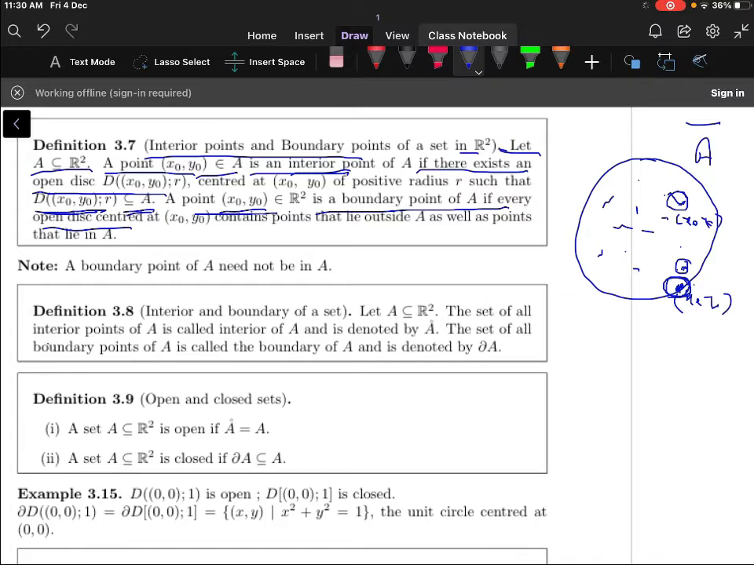Now we will move to the definition of the interior of a set and the boundary of a set. Let A be a subset of R2. The set of all interior points of A is called the interior of A and is denoted by A dash. So all interior points of A form the set of interior points. The points on the circle are the set of boundary points, and the boundary of A is denoted by delta A.